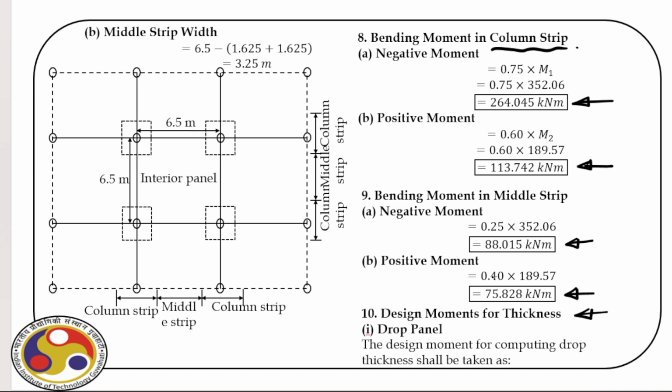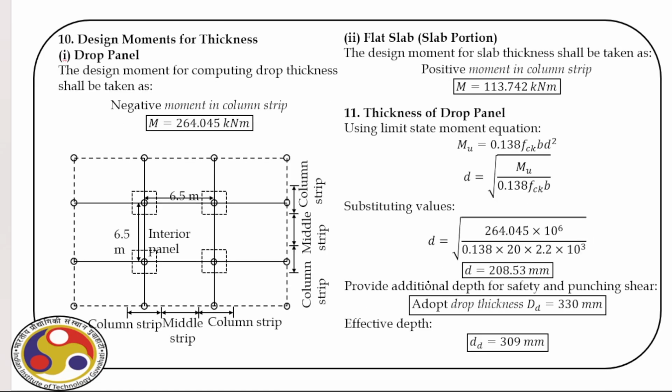So let us first check the thickness. So for the drop panel, we have to consider the negative moment, which is 264.045 kilonewton meter. And then for the flat slab portion, the positive moment, which is 113.742 kilonewton meter. Then we can calculate the thickness. For the drop panel, we are familiar with this expression, design against bending. So we can find out the effective depth, so which is here. So effective depth we get 208.53 millimeter.